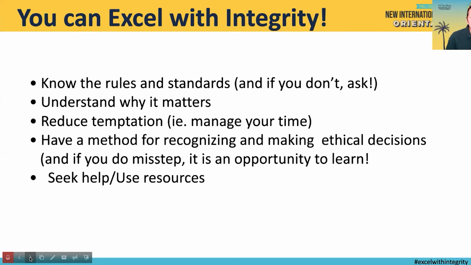Reduce temptations and distractions. In other words, how you manage your time, and have a method for recognizing and making ethical decisions, right? And always remember that there are plenty of resources, just like the ones before me here today, that are here and readily available for you to seek out help.